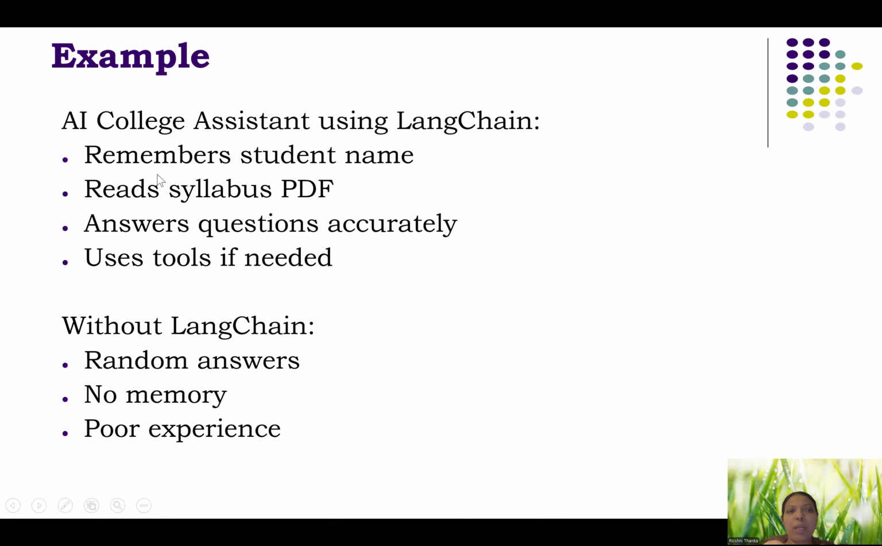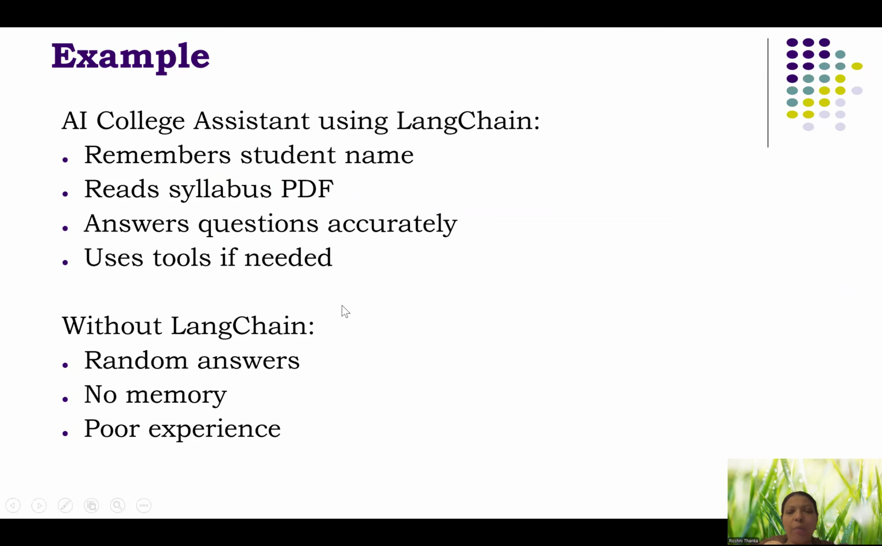And here is an example. If you are making an AI college assistant application using LangChain, it should remember the student name, read the syllabus, and answer questions accurately. For that, we need the necessary tools to be used. Without LangChain, it will give random answers, with no memory and a poor experience.